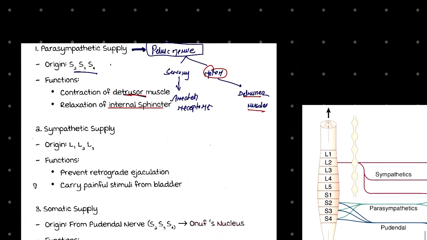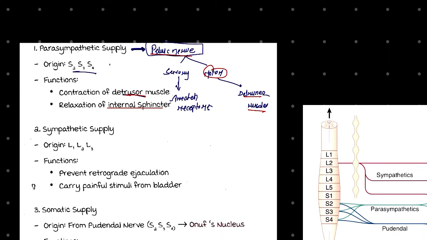The pelvic nerve consists of two parts, sensory and motor. The sensory part carries sensory impulses from the stretch receptors, and the function of the motor nerve is to carry impulses back to our detrusor muscle.